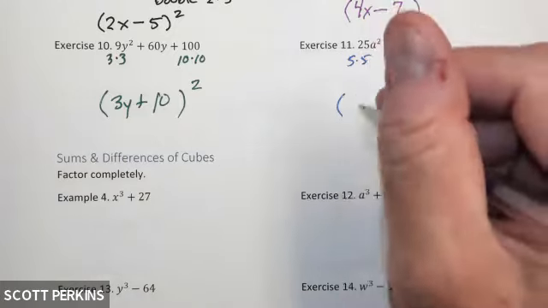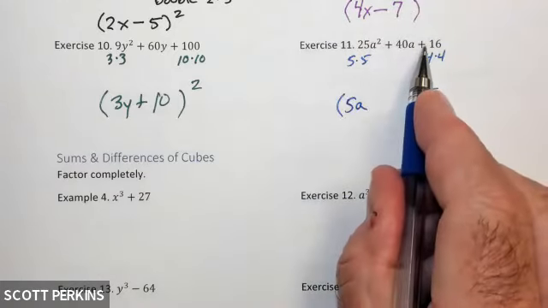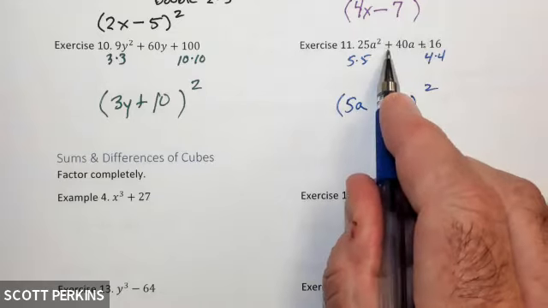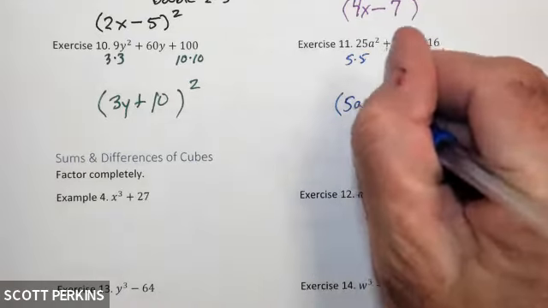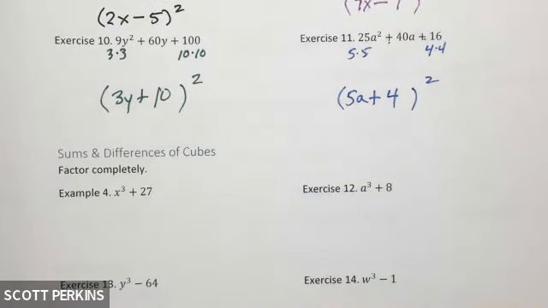So 25a squared is 5a times 5a. This tells me the signs have to be the same. Now they add up to a positive, so they're both positive. And then 16 is 4 times 4. And again, you can always FOIL back to make sure that you're doing this right. Multiplying is the reverse of factoring.